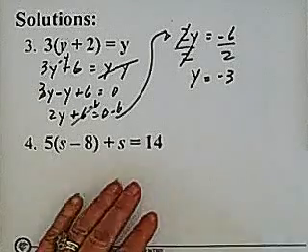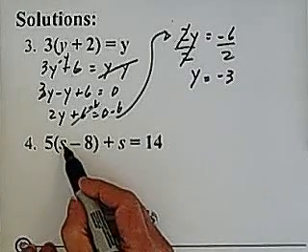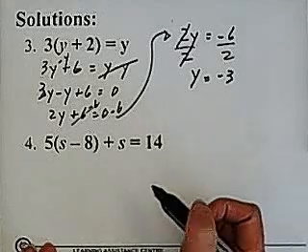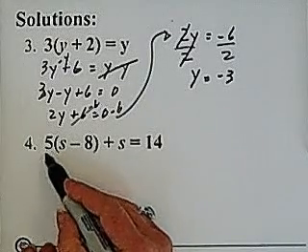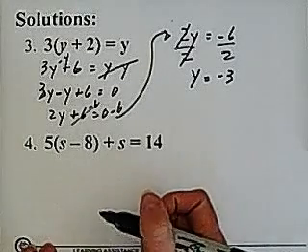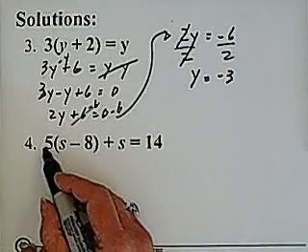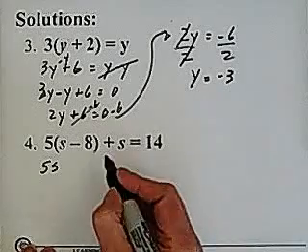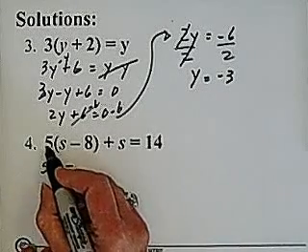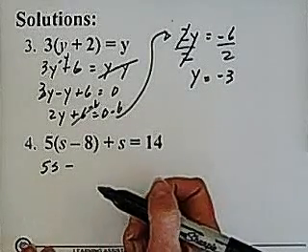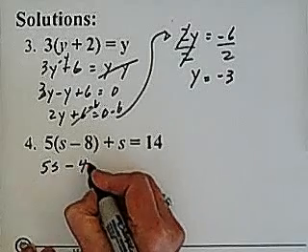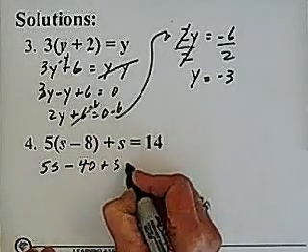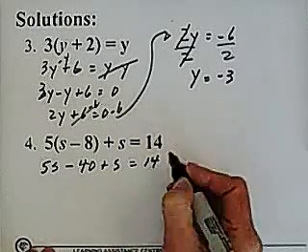And here's our last question. At least I think it's the last question. 5 times (s minus 8) plus s equals 14. The first thing we have to do here is multiply through and get this s out of the bracket. So I'm going to take 5 and multiply it by the s. That gives me 5s, minus 5 multiplied by minus 8 gives me minus 40. And I add my s here, and that equals 14.